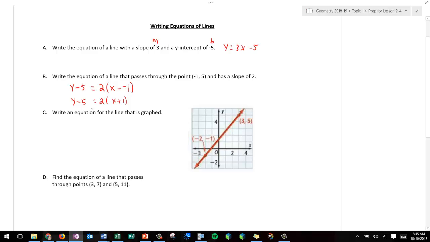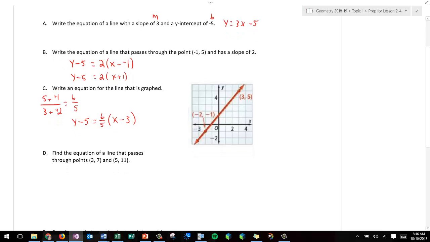In C, they want us to write the equation for the line that's graphed. In order to do that, we have to first get our slope. So I'm going to do 5 minus negative 1 over 3 minus negative 2. And when I combine those, I get 6 over 5. And then I have to just pick one of the 2 points. I'm going to pick (3, 5) because they're both positive, and I like positive things. So I'm going to do y minus y1 equals my slope times the quantity x minus x1.